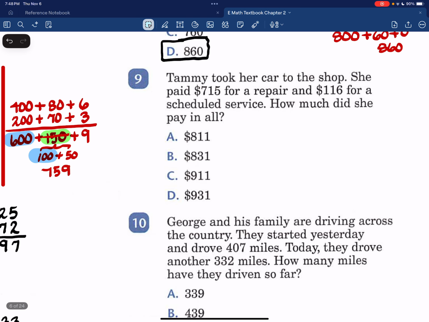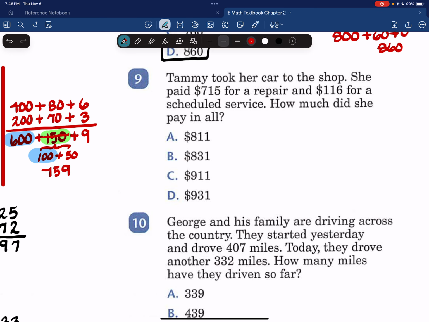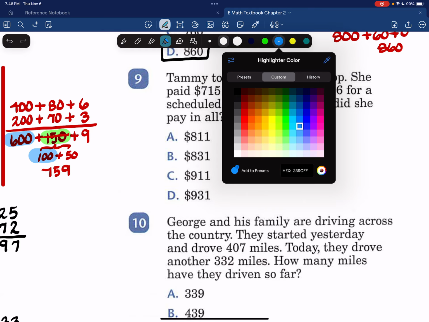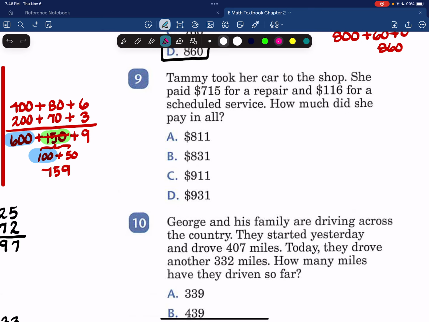You know you're getting more advanced in math when they start giving you story problems. So let's take a look at this first problem. And I'm going to get my highlighter ready. I'm not going to highlight the whole thing, just the question.